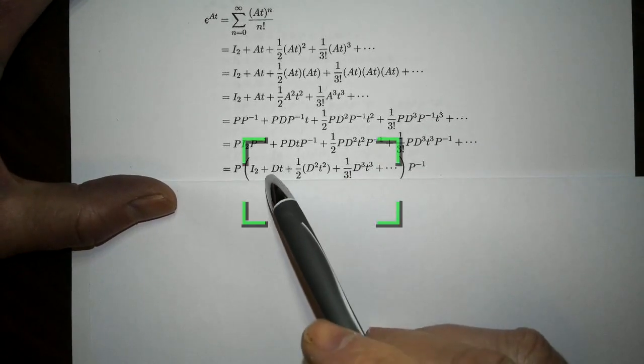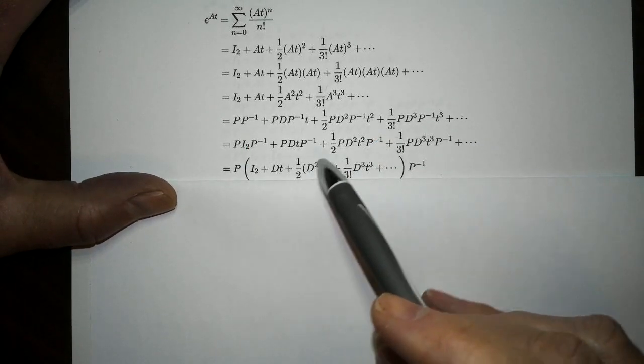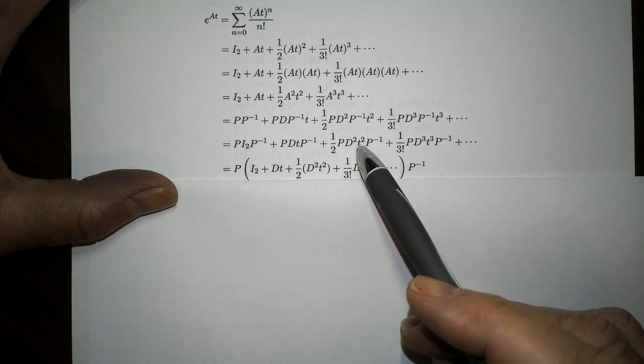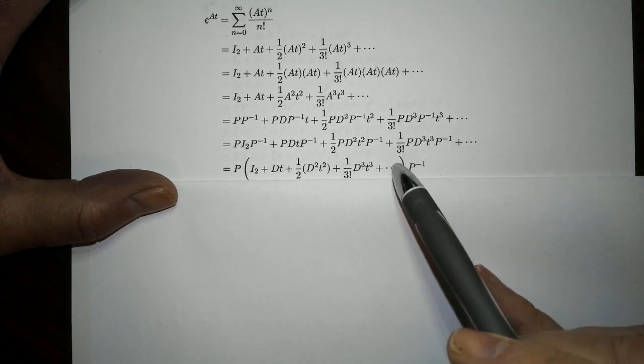So we have the identity matrix plus Dt plus D squared t squared with that 1/2 there, and so on and so forth.